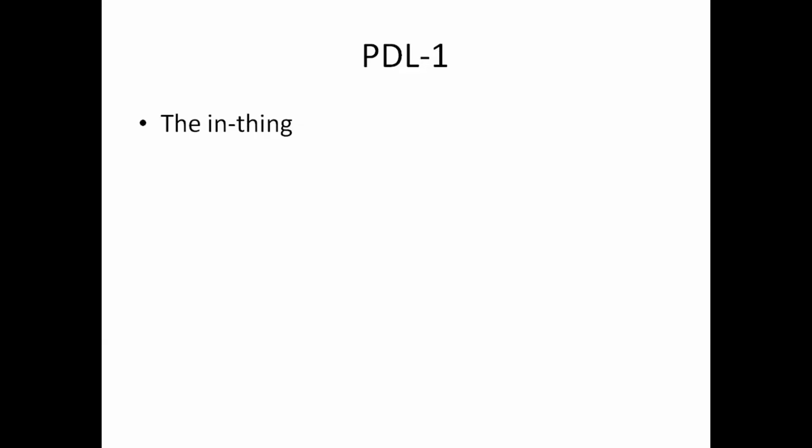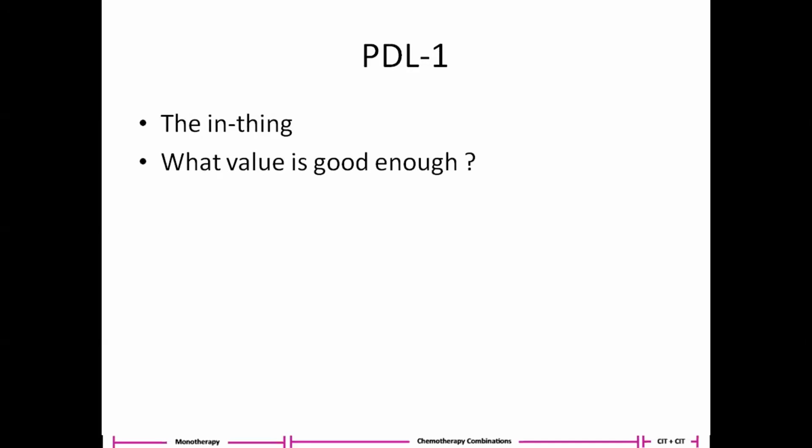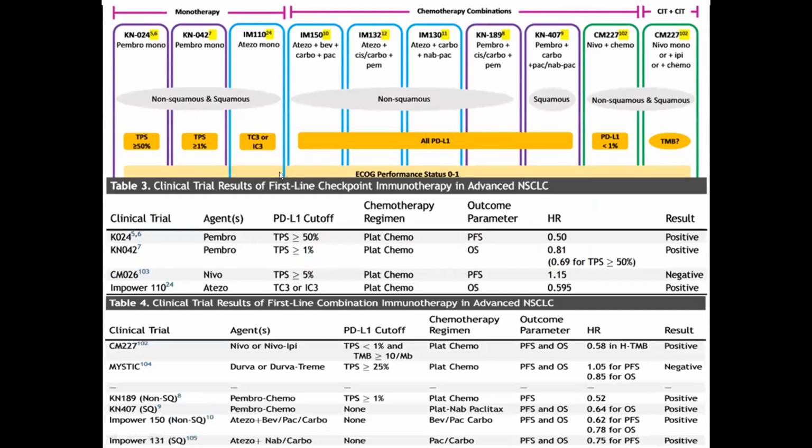Last part of it before the BRCA comes in. PDL1, the in thing. What value is good enough? Look at this. I've taken a picture from the lung cancer. It is across trials. Look at the cutoffs. There are different cutoffs. All of us know these cutoffs. I'm not going to bother you with that.